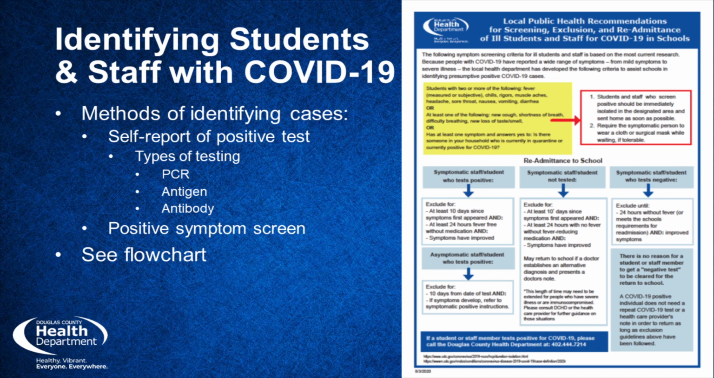If you have a staff member or a student that has a positive antibody test, you do not need to do anything with that test. The next method of identifying staff and students with COVID-19 in your school is with a positive symptom screen.